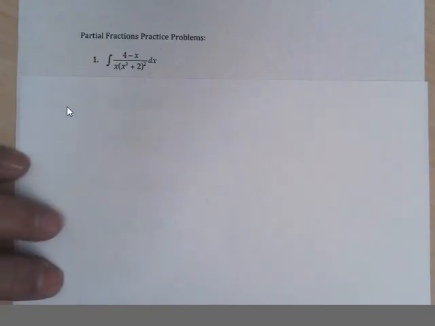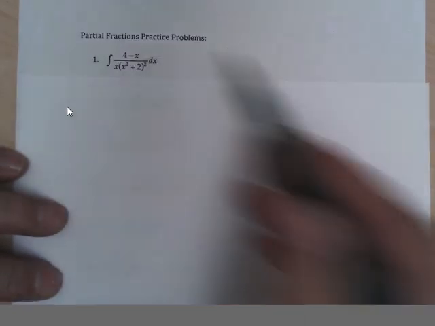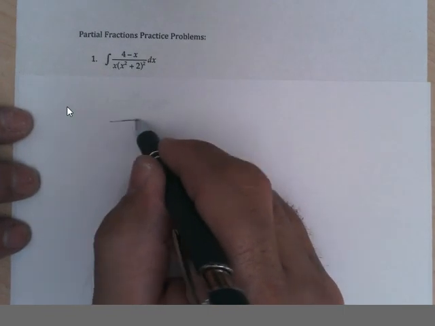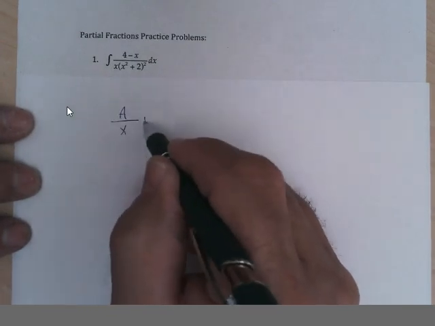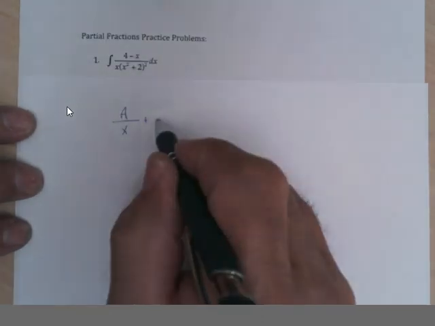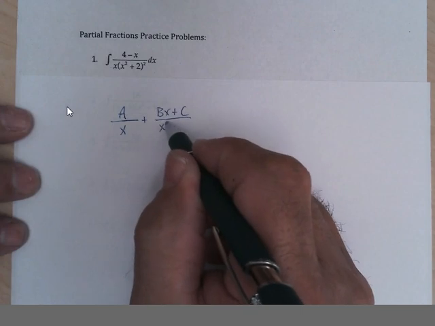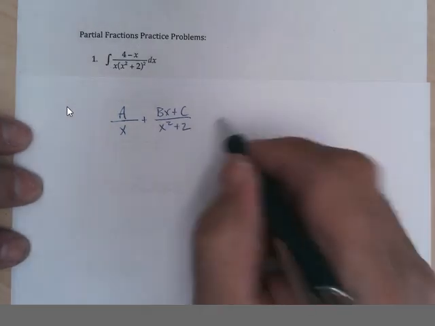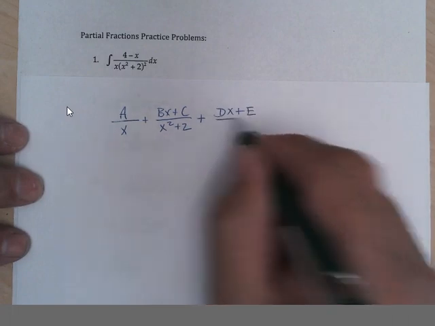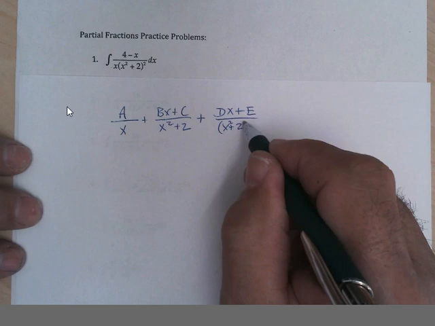Alright, let's do these partial fraction practice problems. First one, we have this. So the denominator is already factored. It's got an x, so I'll put A over x. And it has this quadratic factor that doesn't factor, squared, so I'm going to have to put Bx plus C over the x squared plus 2, and Dx plus E over the x squared plus 2 squared.